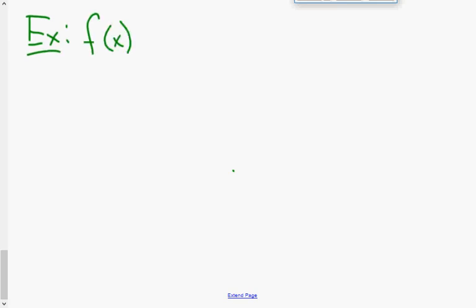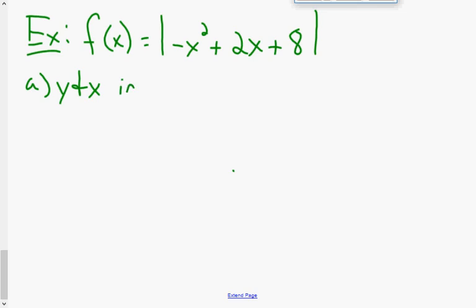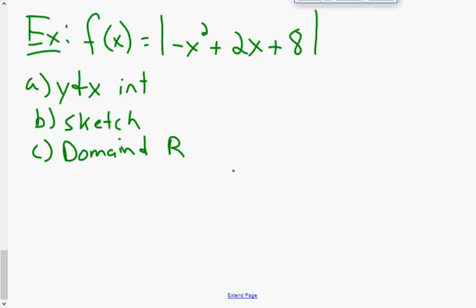So this time we'll write it as a function f of x. Remember, that's just the same as y. Absolute value of negative x squared plus 2x plus 8. Same as before: y and x intercept, sketch, domain and range, and then give me the guess.